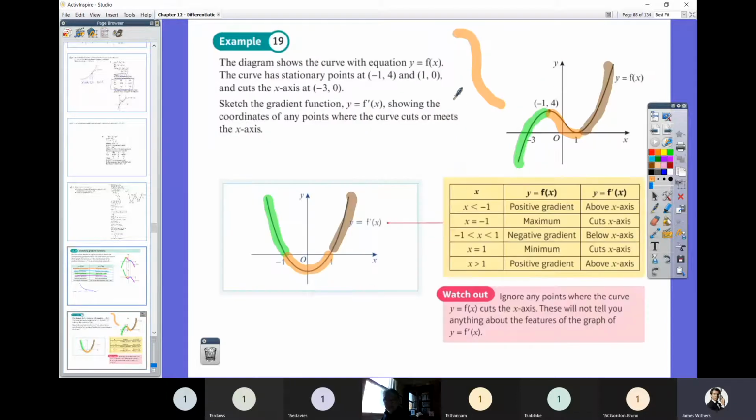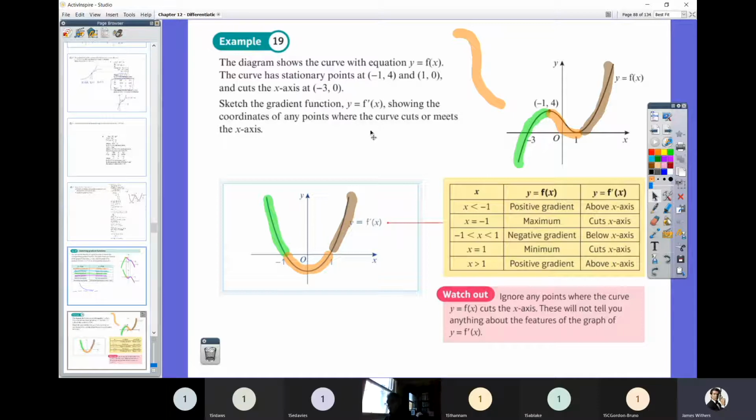Okay, so we've got, well, we haven't clicked through, there we go. So we are looking at the function in the top right-hand corner, sorry. So that is our function. The diagram shows the curve with equation y equals f of x. And we've got stationary points at (-1, 4), (1, 0), and (-3, 0).